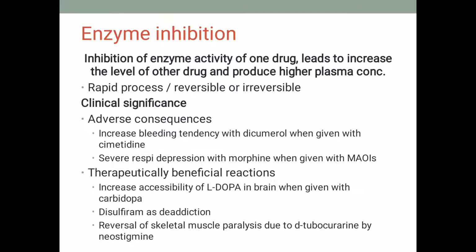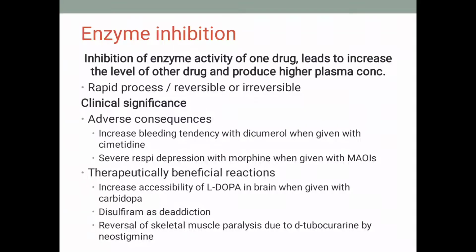Okay, what is the beneficial action of this enzyme inhibition? Increased availability of levodopa in the brain when given with carbidopa. So carbidopa is an enzyme inhibitor. So carbidopa inhibits the enzyme which metabolizes levodopa. So ultimately more levodopa goes to the brain and more effect of levodopa can occur.